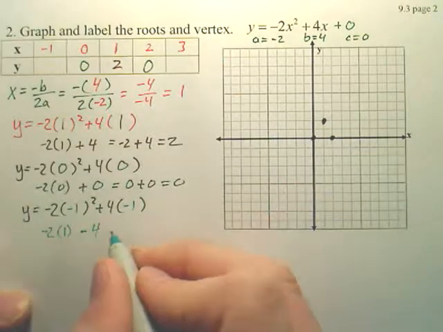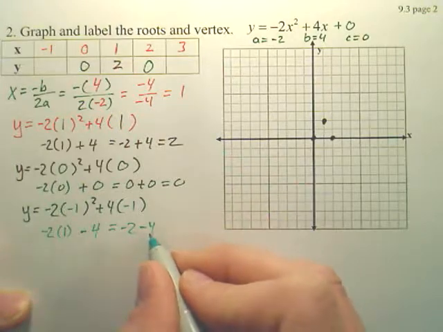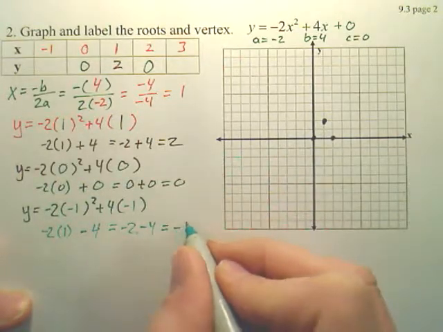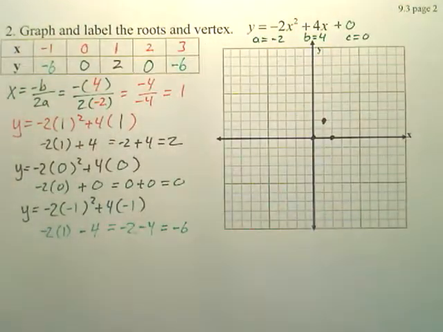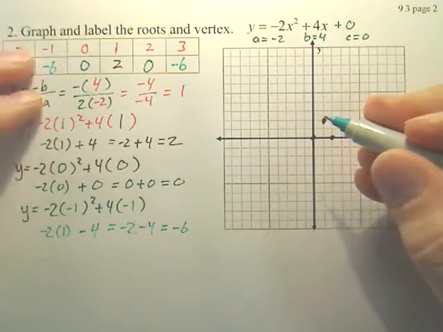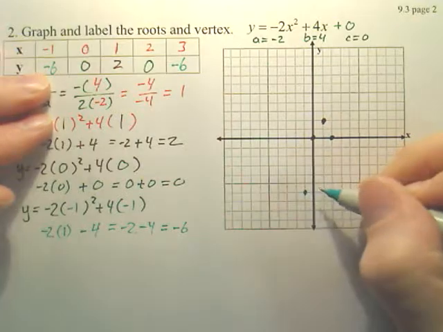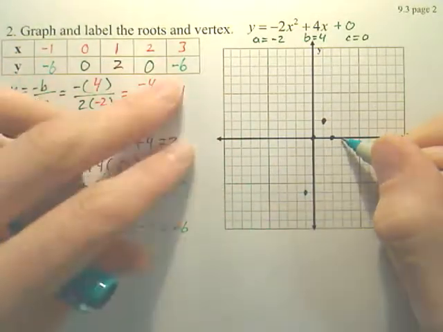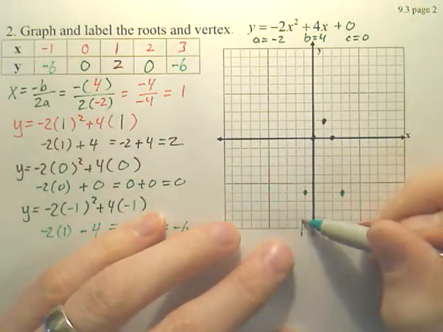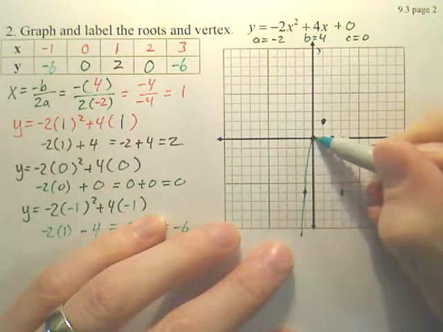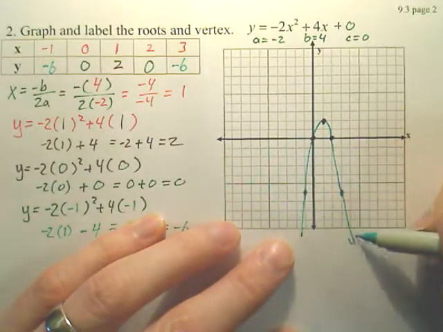So -2 times 1 is -2, minus 4. So -2 and a -4 is -6. Which also means that at -1, you're going to go down 6. Cool. And at 3, you're going to also go down 6. Now, hopefully you can see a parabola here. Go through the dots nice and smooth. It should be a U shape.